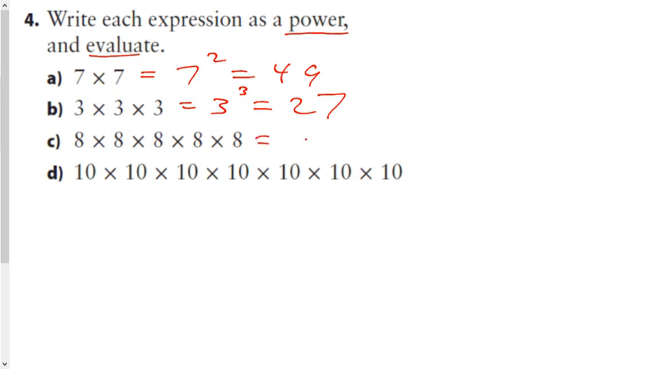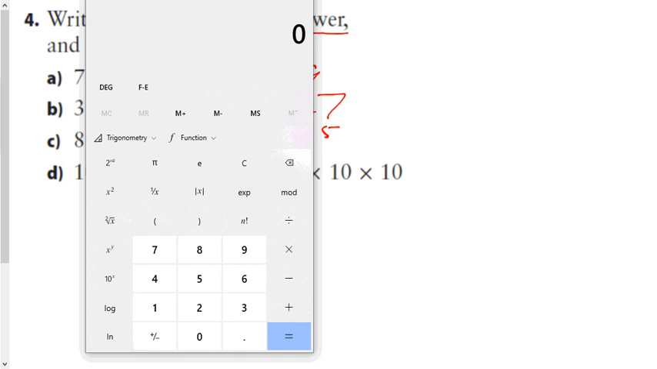8 is used in repeated multiplication, so it's the base. How many times is it multiplying by itself? It's 5. Now at this point, I have no idea what 8 times 8 times 8 times 8 times 8 is. I can't even do it in my head. So when I grab the calculator, I have two options. I can do 8 times 8 times 8 times 8 times 8 and press the equals button, and it will say 32,768.